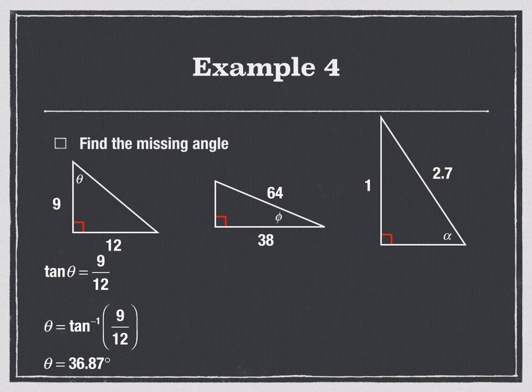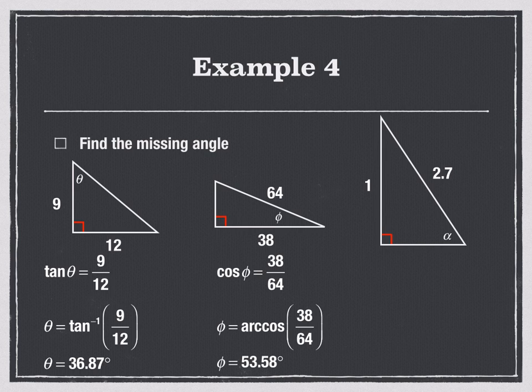All right, let's move on to the second one. And remember, we have discussed that Greek symbol before. That is phi. So as I look at that, 38 and 64, that's adjacent and hypotenuse. That tells me I'm using cosine. Hey, I want to cancel out the cosine. Great, inverse cosine on both sides. I called it arc cosine this time, just so we could get used to seeing that notation. And again, reduce 38 over 64? Nope, don't care. All right, type it into the calculator, hit enter, and we get about 53.58 degrees.